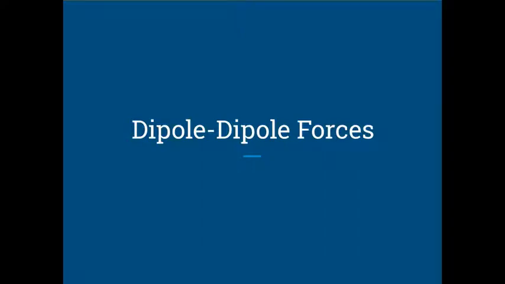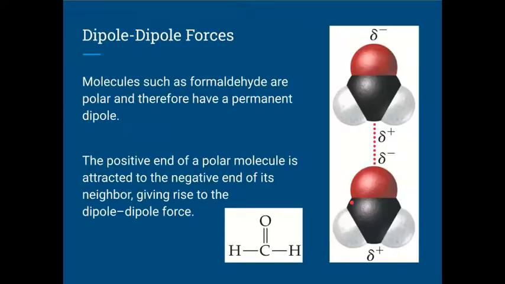Let's continue with intermolecular forces. Now we're going to talk about dipole-dipole forces. Molecules such as formaldehyde are polar and therefore have a permanent dipole. The positive end of a polar molecule is attracted to the negative end of its neighbor, giving rise to the dipole-dipole force. So we've drawn the Lewis structure of this a few times.